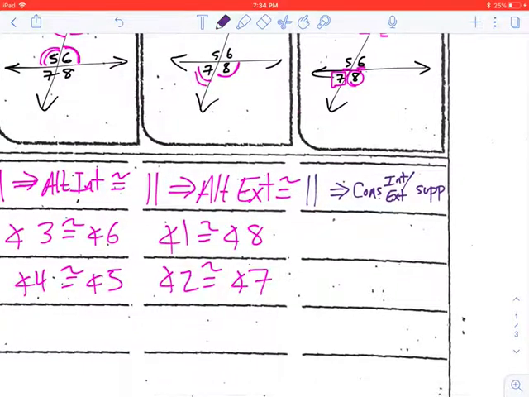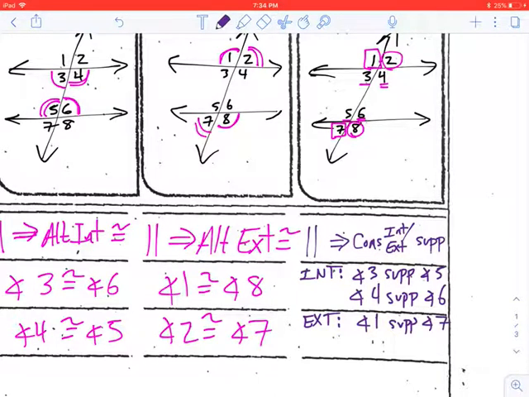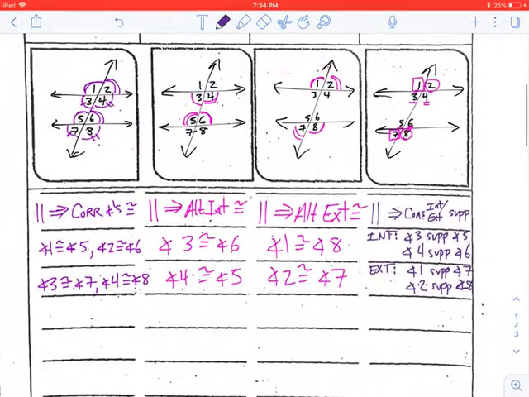Okay, so for the interior situation, here's what we have. We can say angle 3 supplements angle 5. We can also say angle 4 supplements angle 6. And so for the exterior situation, I've got angle 1 supplements angle 7, and I can say angle 2 supplements angle 8. Okay, and that's your angle theorems.